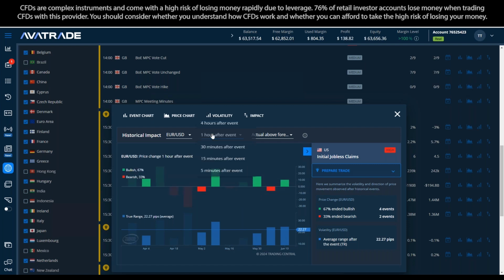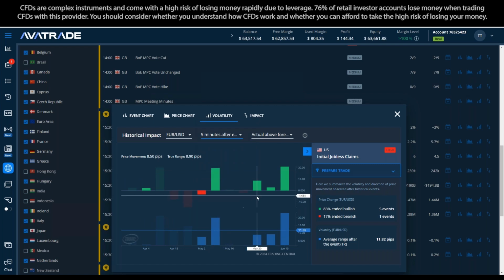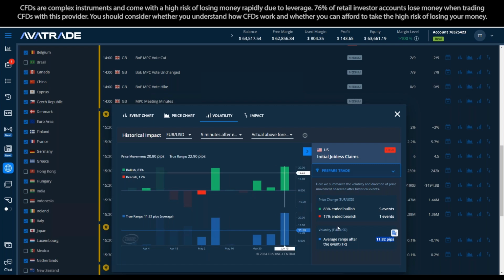Okay, what was it like after 5 minutes? 83% up. Okay, but that's in the first 5 minutes and it's only 11 pips. By the time you get your trade off, even within the first 30 seconds, it might have already gone 11 pips. So it's hard to catch that initial 5-minute movement.